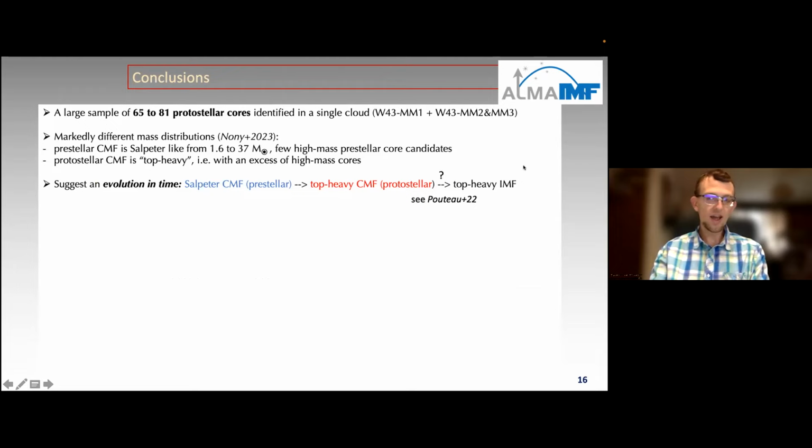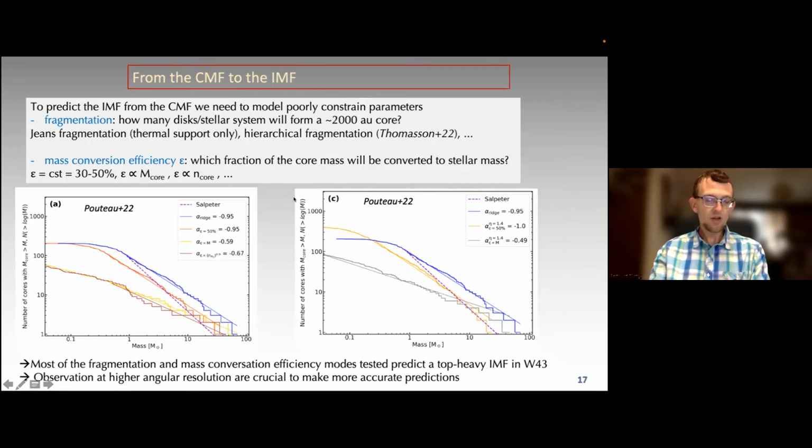We don't have a direct observation of the IMF in this region, but I would like to briefly advertise the work done in the paper by Nony et al. of last year, in which we tested various scenarios of fragmentation and of mass conversion efficiency to see how the IMF could look. In summary, in most of the scenarios we tested, we saw that the IMF in W43 could remain top-heavy.